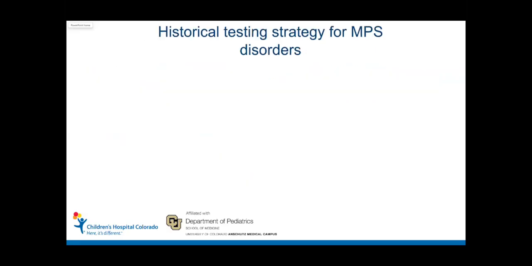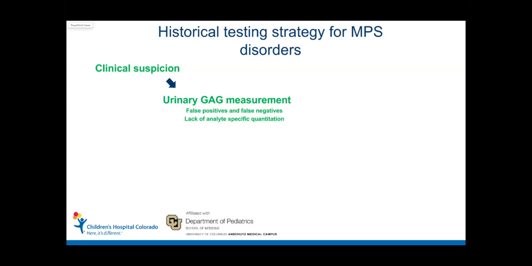So the historical testing for MPS disorders really started with a clinical suspicion, or maybe a family history. They would do urinary GAG measurements. I'm going to tell you a little bit about those, which had false positives and false negatives, depending on which MPS you were talking about. They also, in general, lacked an analyte-specific quantitation component. If the urinary GAGs were positive, we often went to enzyme testing that, at least when I started, was done primarily on a fibroblast biopsy. That's taking a little bit of skin and sending it to a lab. The lab grows it up in culture, and then we do the enzyme measurements on that.